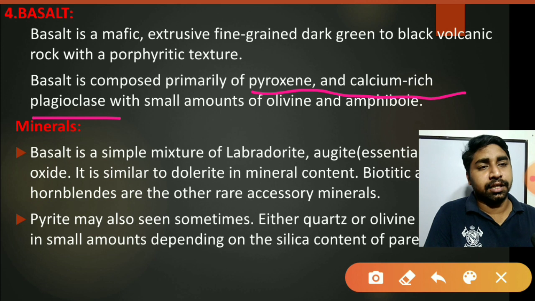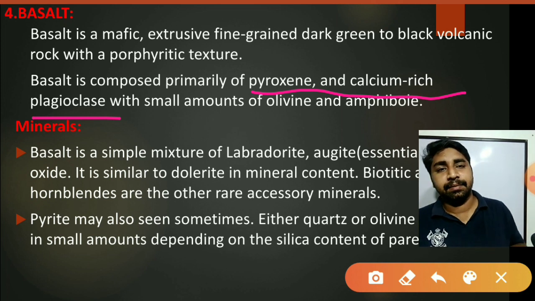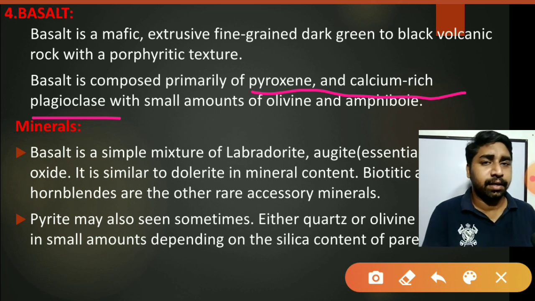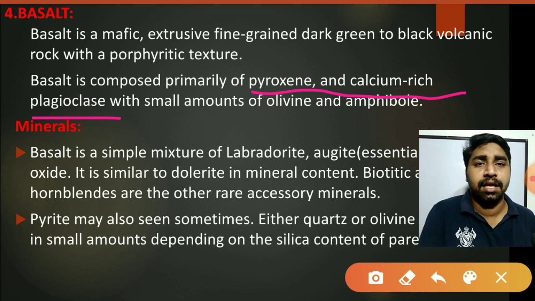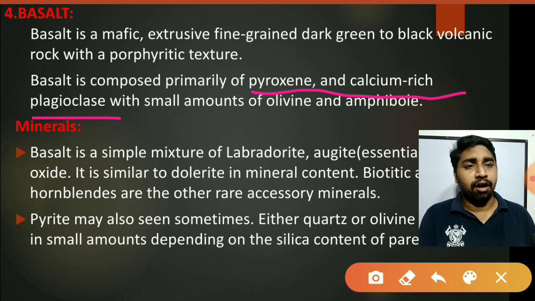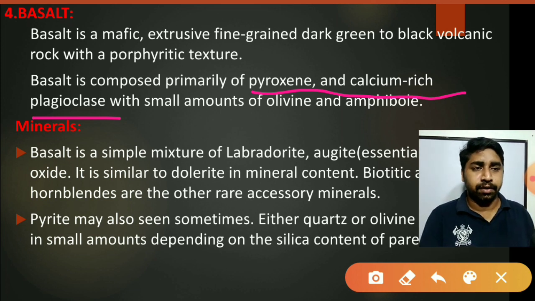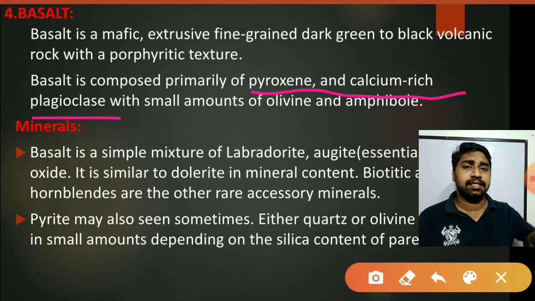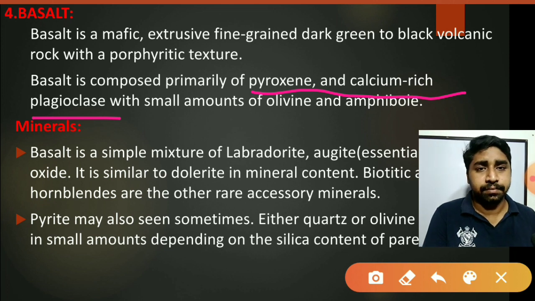So the composition of basalt is primarily pyroxenes and calcium rich plagioclase. Plagioclase is nothing but feldspar. So pyroxene and feldspar are the major components that make up this basalt, along with olivine and amphibole. The essential minerals are pyroxene and calcium rich plagioclase or feldspar. These two are the essential minerals making up this basalt.